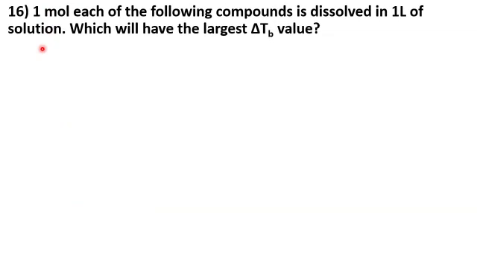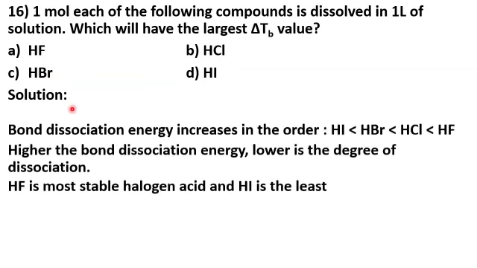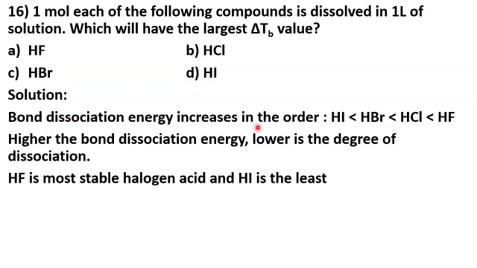Question number 16. 1 mole each of the following compounds is dissolved in 1 liter of solution, which will have the largest delta Tb value. Option A HF, option B HCl, option C HBr, and option D HI. So bond dissociation energy increases in the order of HI lesser than HBr, which is lesser than HCl, and lesser than HF. Hence HF is having more bond dissociation energy.